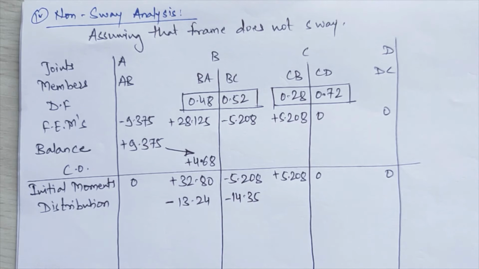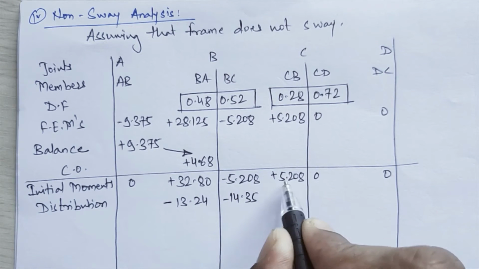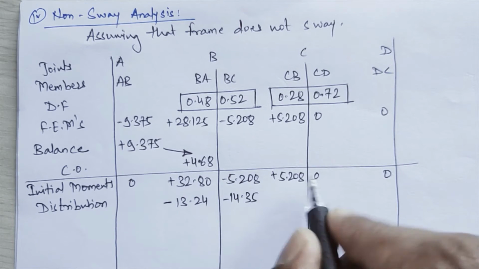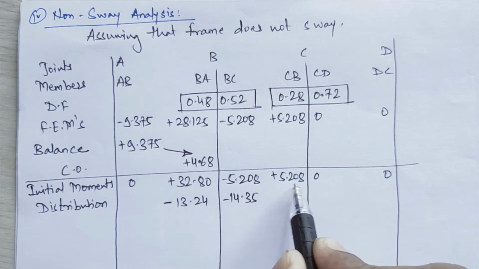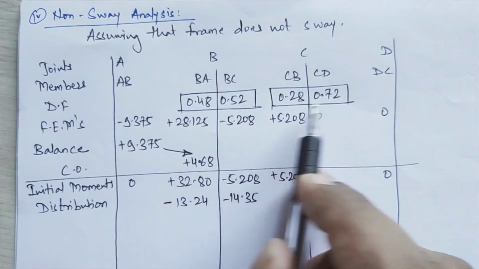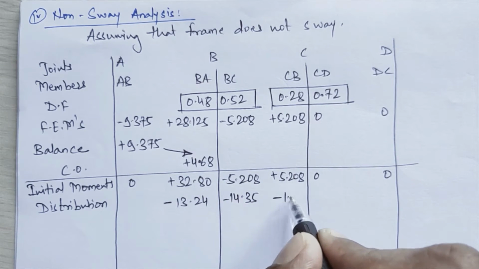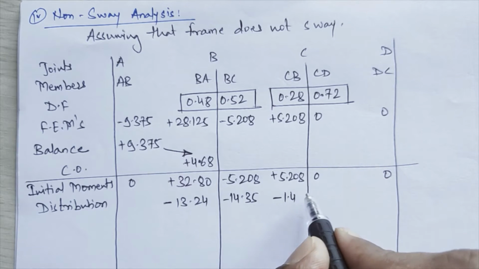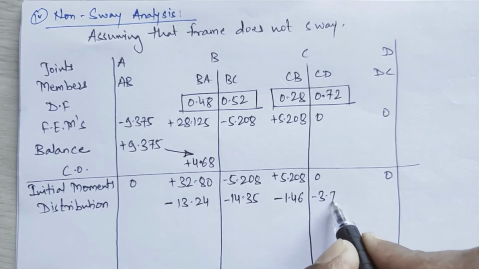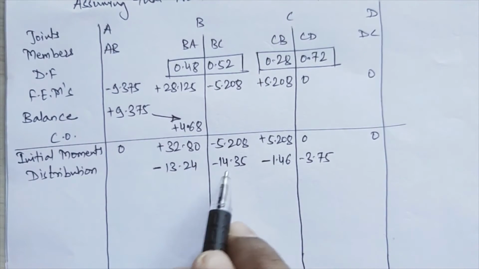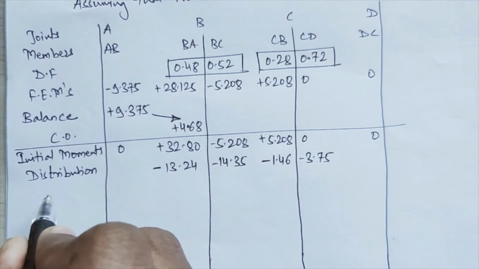14.35 over there. Okay, same way for the distribution of these two moments, plus 5.208 plus 0 you are having, so the summation is positive over here. So that summation multiplied by 0.28 and 0.72 gives me the opposite distribution sign, that is minus 1.46 and minus 3.75 over there. Okay, distribution is to be done with opposite sign, always remember.